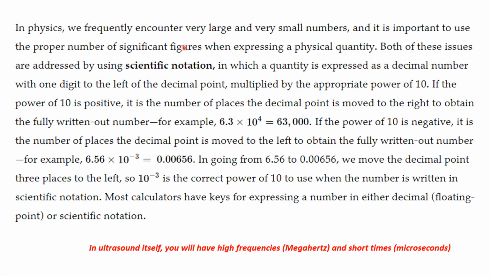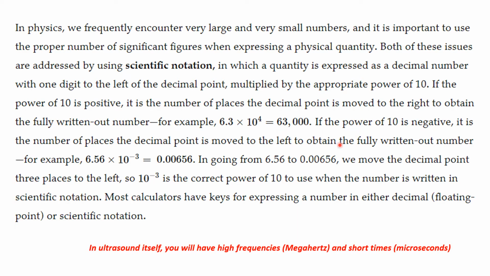In physics, we frequently encounter very large and very small numbers. This was the whole point of the powers of 10 video. And it's important to use the proper number of significant digits when expressing a physical quantity. Both of these issues are addressed by using scientific notation. And so we take something like 6.3 times 10 to the fourth power. Now that means I move this decimal point 4 places to the right because this is plus 4. So this number really represents 63,000.